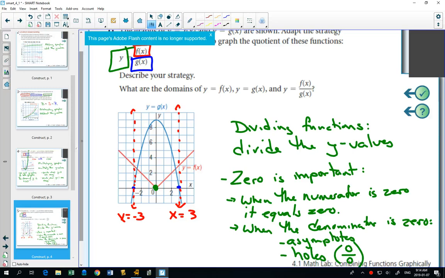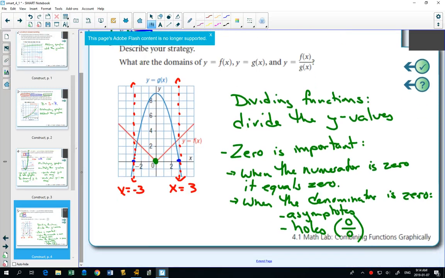So one of the things you're going to do is zeros first when dividing. You're going to find out, where's my graph still going to be 0? That's the green point so far. And where am I going to have asymptotes or holes? Then after you've done that, what are some other things that are easy to divide? It's easy to divide by 1, right?